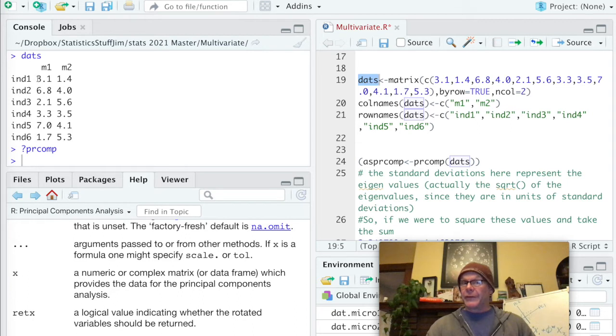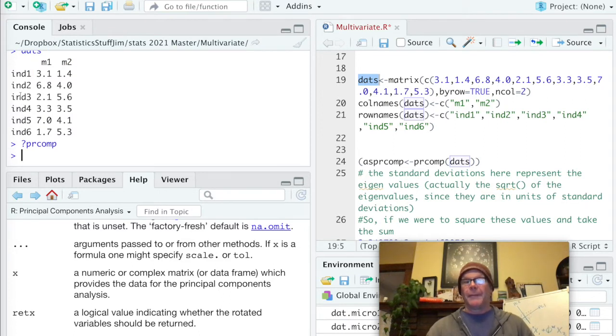The values themselves are just the numbers. I've put individual 1, individual 2, and so on, those are the row names, and then M1 and M2 are column names. And so here we have our data that are in there. I am going to create an object called prcomp, because this is going to be an object that's created by the prcomp function. And all I'm going to do is say, I want a principal components analysis, please. And I want it on my data, which I call DATS.